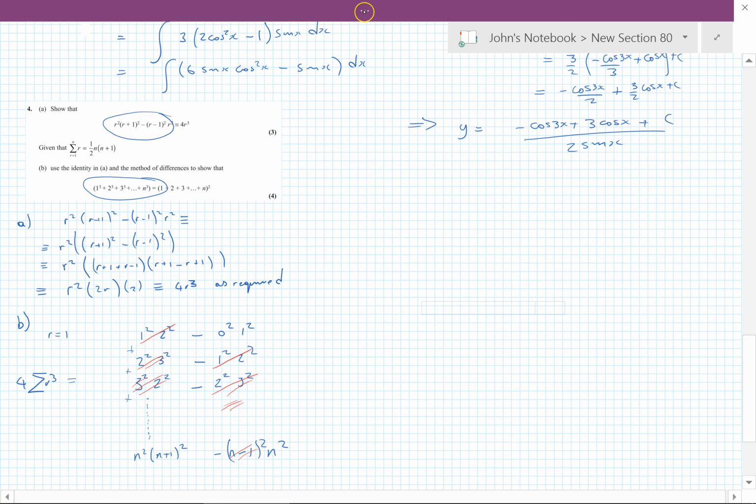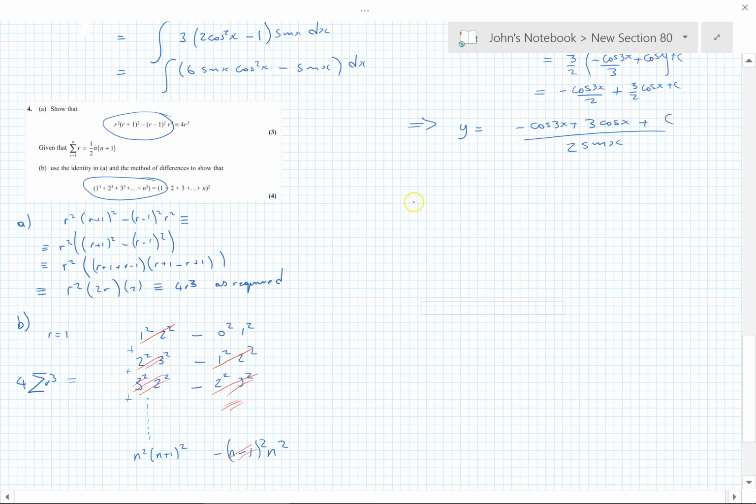And so this one will cancel. So that's telling us, if we go back to the blue here, 4r cubed equals n bracket n plus 1 squared. Minus, going to put that in there just to show that we've used a method of differences. So if you've got this far, you've probably got 2 of the marks anyway.